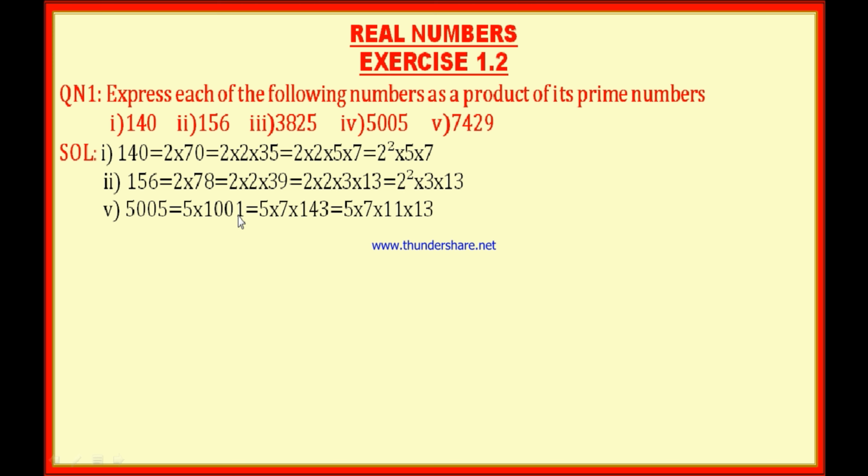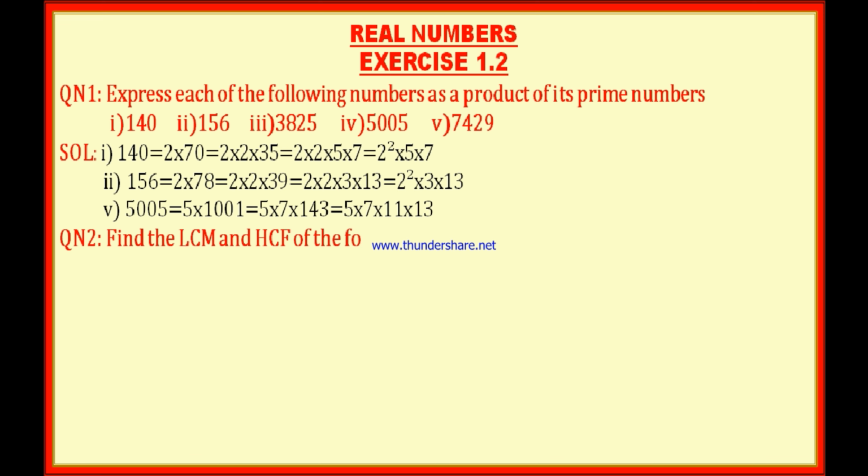Again, this 1001 is divisible by 7. Therefore, 5 into 7 into 143. This 143 is divisible by 11. Therefore, this is 5 into 7 into 11 into 13. This is how you can divide any number into prime factors.